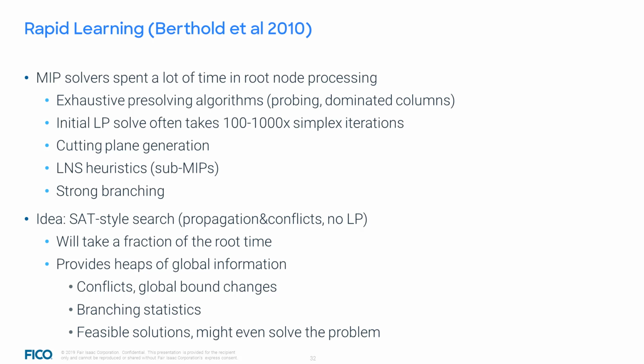Hence, after processing the root node of a MIP and before starting the global search, we can conduct such a rapid SAT search. All information that is derived that way will be valid for the MIP search. In particular, this includes conflicts. But also branching statistics might be useful to initialize VSIDS or inference scores, and maybe the SAT search even found a feasible solution.